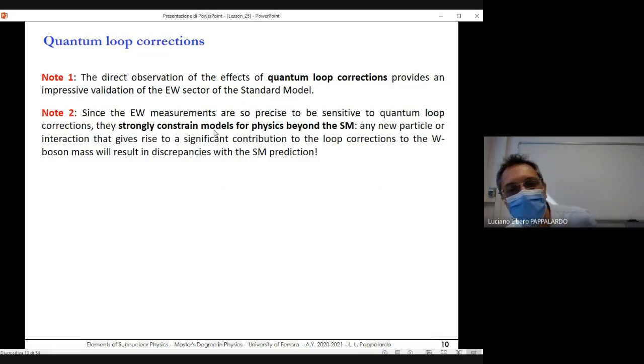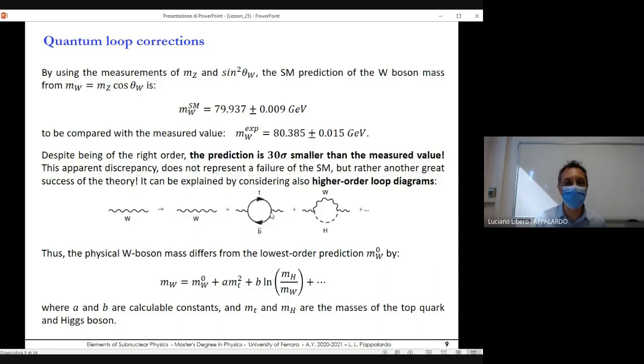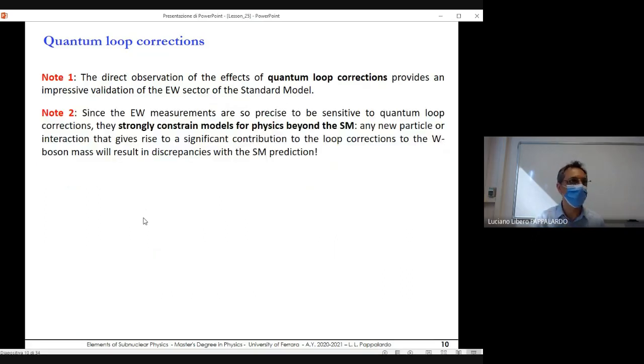Furthermore, since the electroweak measurements are so precise as to be sensitive to quantum loop corrections, they can strongly constrain models of physics beyond the standard model. Suppose that there is new physics beyond the standard model, and so new unknown particles can also contribute to these loops. If you take them into account, at the end you get a prediction for the W mass which is different from the experiment, and this would be a clear sign of new physics beyond the standard model. And this you can do because we are now in the era of precision. We can measure these objects so precisely that we can be sensitive to possible contributions of new physics, which are not found at the moment, by the way.